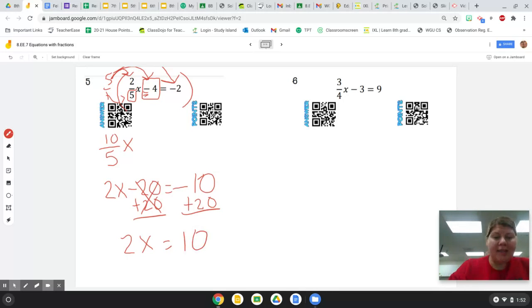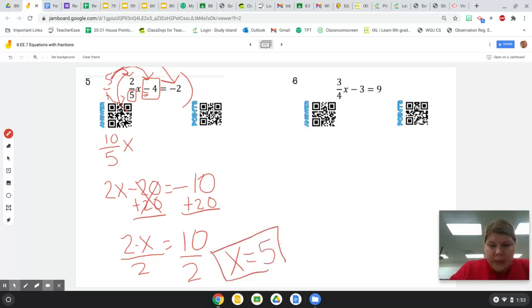And lastly, I don't have any more adding or subtracting. So on PEMDAS, it goes up to multiplication and division. I have 2 times x here, technically. So I can divide by 2 to use inverse operations and keep things balanced. So x equals, well, what is 10 divided by 2? 5. Yeah, all right.